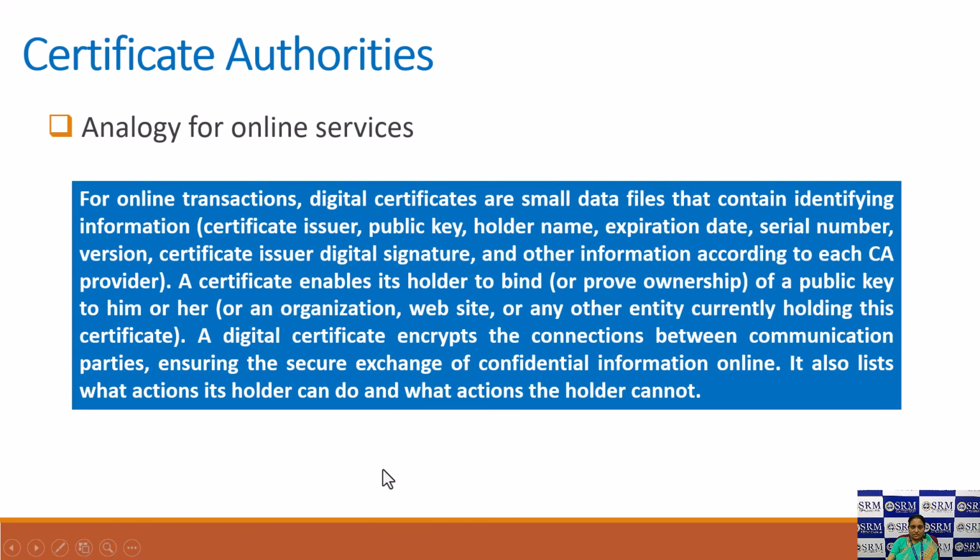For any online transaction, digital certificates are small data files that contain identifying information such as security issuer, public key, holder name, expiration date, serial number, version, certificate issuer digital signature, and other information according to each CA provider. Then only online services are authenticated. So we are doing massive online transactions, right? Behind the screen, this is what is happening.